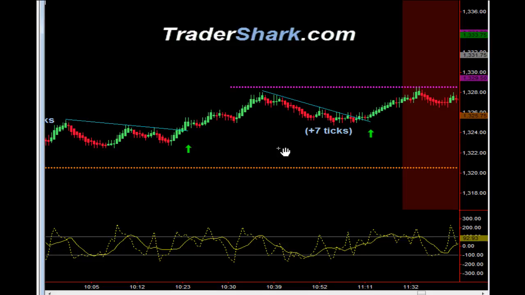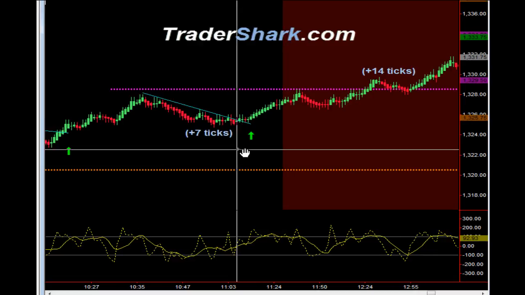As the market continued on in the morning, this magenta colored line is the hourly range high. You'll notice how it stopped right at the magenta line and began a pullback. The market continued up until the hourly range high. At the hourly range high, we had a little bit of a reversal for target 1 and target 2 for a total of 7 ES ticks.